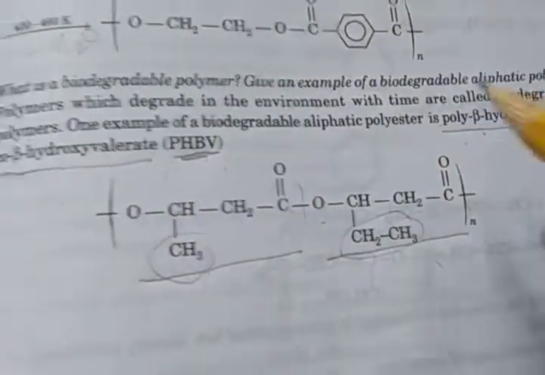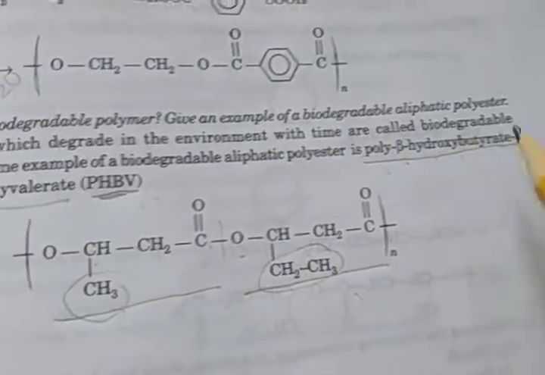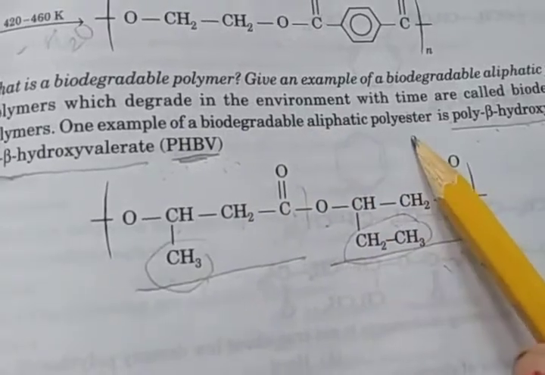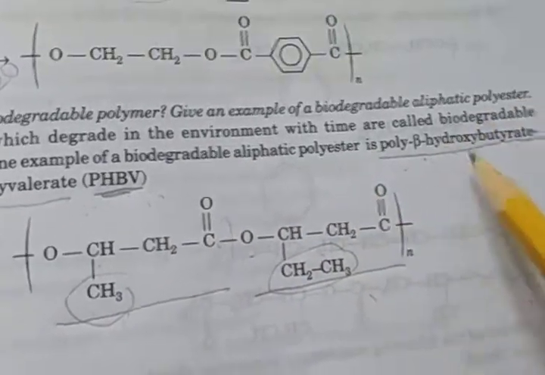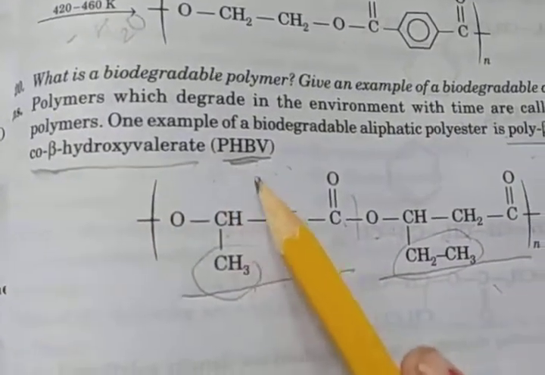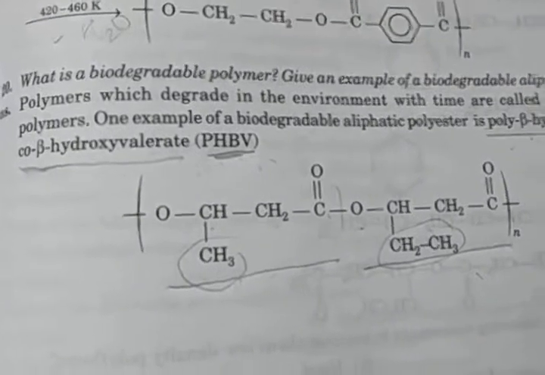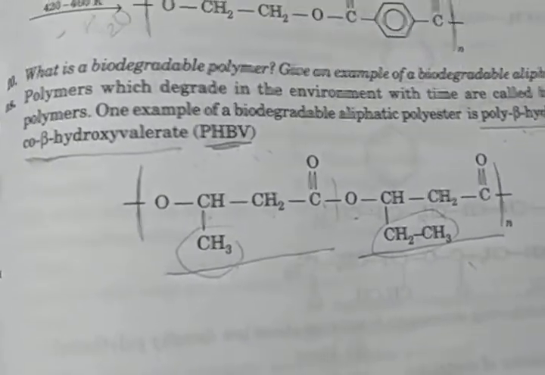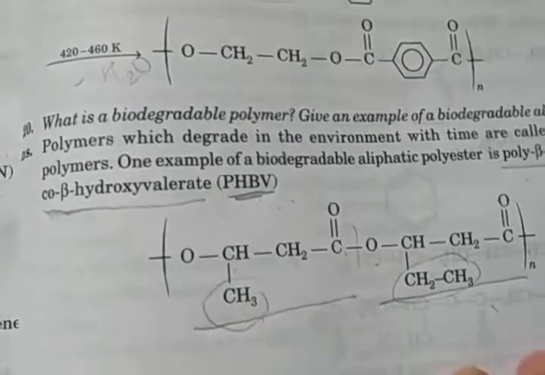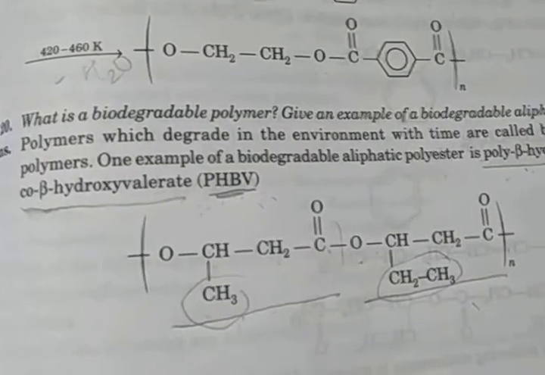Again I say, polymers which degrade in the environment with time are called biodegradable polymers. So one example of a biodegradable aliphatic polyester is poly beta hydroxybutyrate co-beta hydroxyvalerate, PHBV. Okay, so this chapter is over. According to me, this chapter is easy for you, and there should be no doubt in this chapter. Then I will explain the next chapter in the next video. Thank you so much.